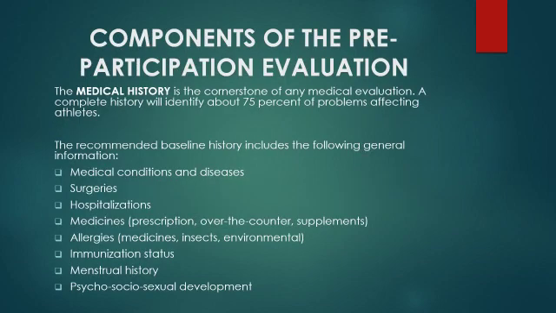The components of pre-participation evaluation. The medical history is the cornerstone of any medical evaluation. A complete history will identify about 75% of problems affecting athletes. The recommended baseline history includes the following general information: medical conditions and diseases, history of surgeries, histories of hospitalization, medicine, either prescription medicine, over-the-counter medicine, or supplements. Allergy history, maybe an allergy to medicine, to insects, or to any environmental condition.